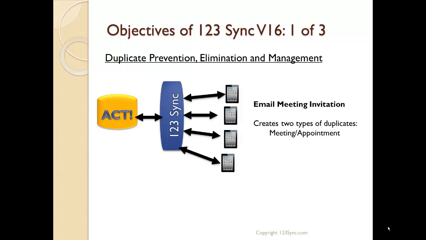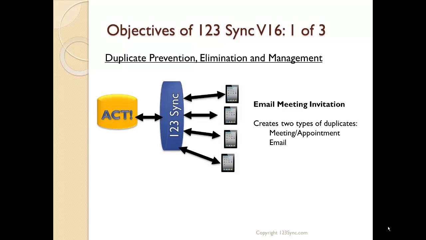When you receive the email, it creates a meeting on the calendar. So now you have a meeting. So you have the same meeting replicated 4 times on the iPads. It also creates 4 identical emails. Even though the addressee is different, the email is the same.